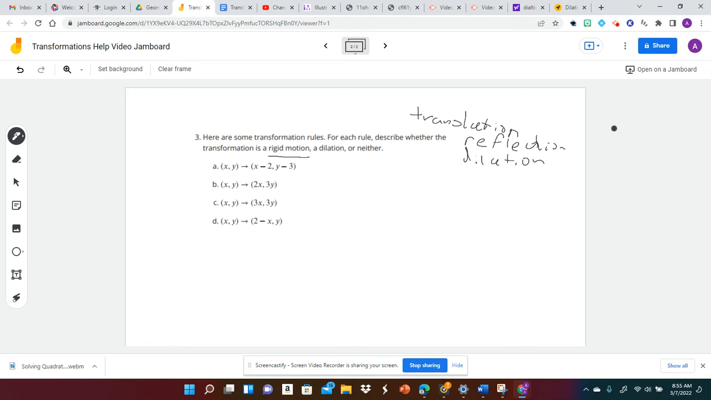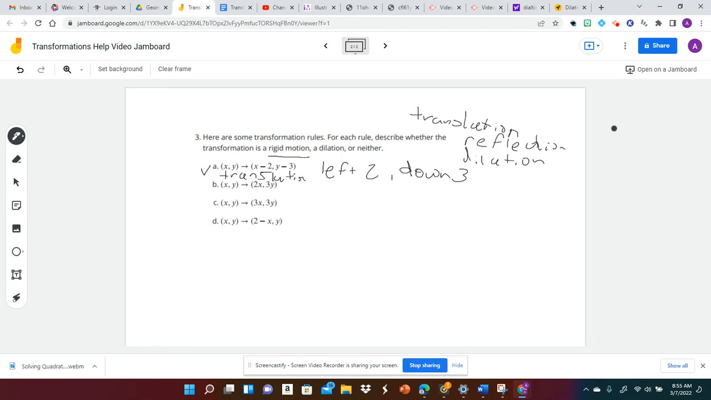by the same thing. So if you notice this rule, it moved left 2 because we subtracted 2 from x. And then the y minus 3 means we move down 3. So if we look at that, that's a translation. So that is our rigid motion. So we would put this as yes.